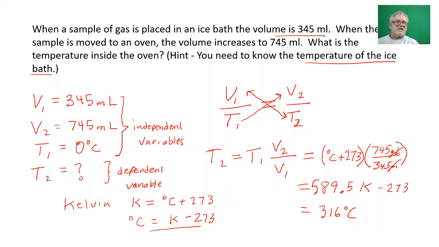In order to get this larger volume, you have to expand the gas. And how do you expand the gas? Well, you add temperature. That makes the gas particles go faster. They have more collisions with the interior wall of the container, and the wall is flexible, so it expands out to a bigger volume.